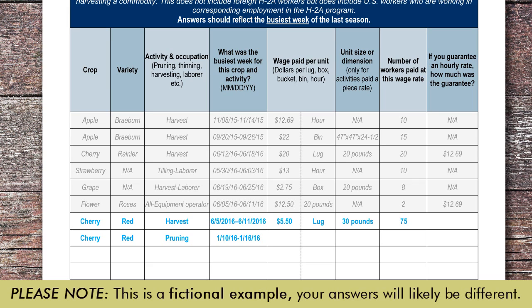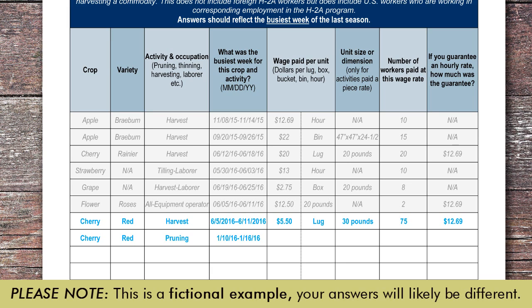Hourly rate guarantee. Do you guarantee a minimum hourly level of pay, regardless of how much piece rate workers actually pick? At Mirror Pond Farm, let's say our minimum hourly guarantee is the adverse effect wage rate. So let's fill in $12.69 an hour in column 8, just like this. Next, we would move down to the following row and answer for red cherry pruning.